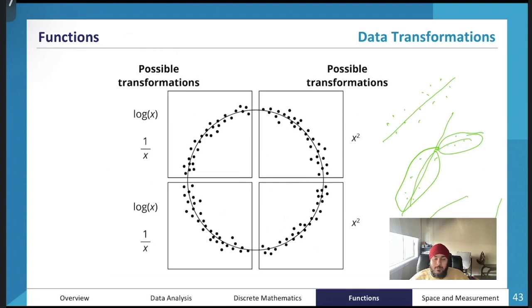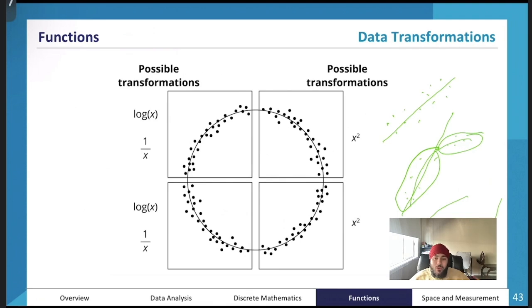Now, there's multiple different transformations, and you'll be looking at even more next year. But for year 11 or unit 2, you need to know these basic ones. So we either have the log, the reciprocal, or the square transformation. And now the type of transformation that you will need to apply will be determined by the sort of graph that you have.